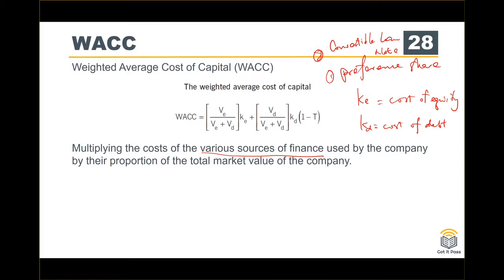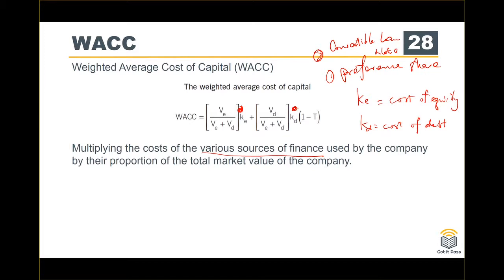You have the equity, you have the debt. But if it has more sources of finance, like if the company can issue convertible loan notes, preference shares, ordinary shares, and also, for example, bank borrowings, or issue the corporate debt, then you have to include all items in your WACC calculation, because different sources of finance should be consolidated into the working.